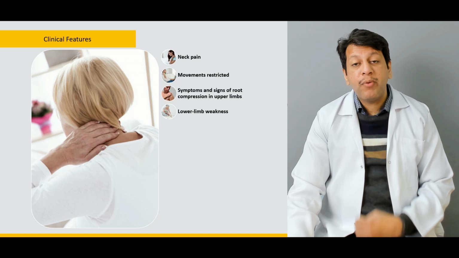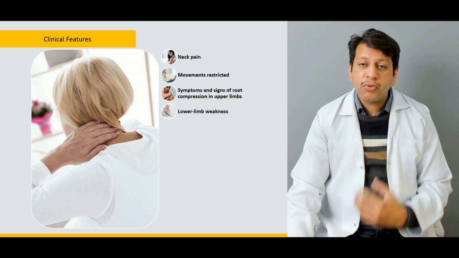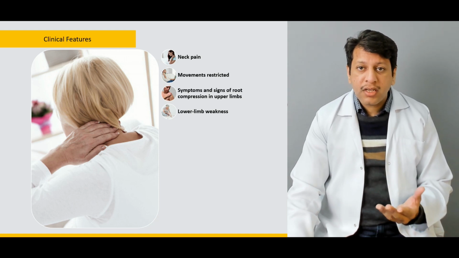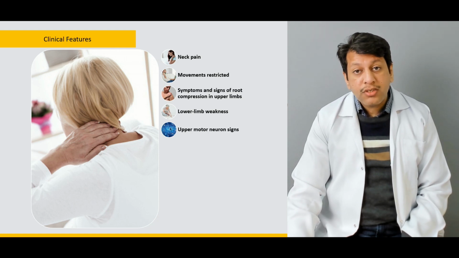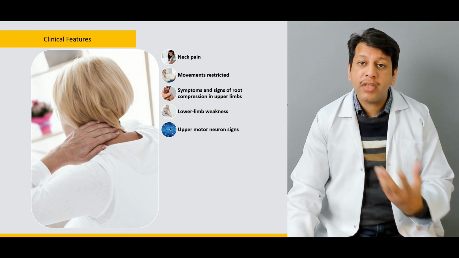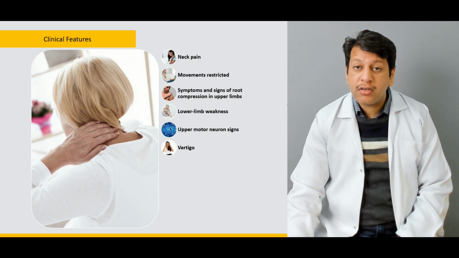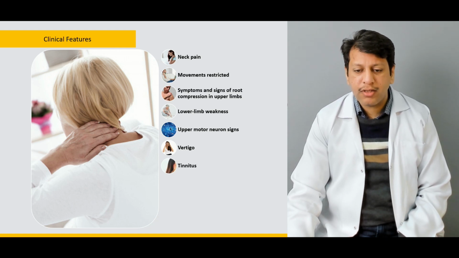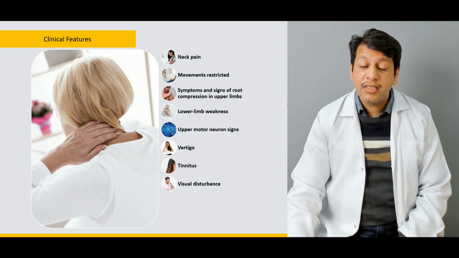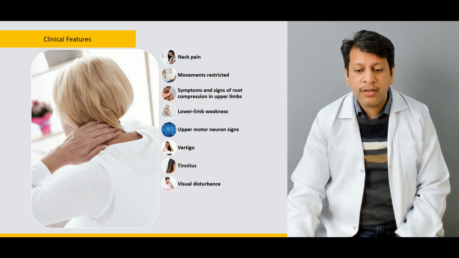When myelopathic symptoms start to occur, there is involvement of the lower limbs as well. There is a problem with gait and steadiness. The patient is unable to ambulate steadily. Then there may be associated upper motor neuron lesions, and signs of hyperreflexia. There may be associated vertigo as well if there is cerebellar or medulla oblongata involvement, but that's usually vertigo. Tinnitus is rare, but it may be involved as well. There may be visual disturbances, although these signs and symptoms are usually rare.